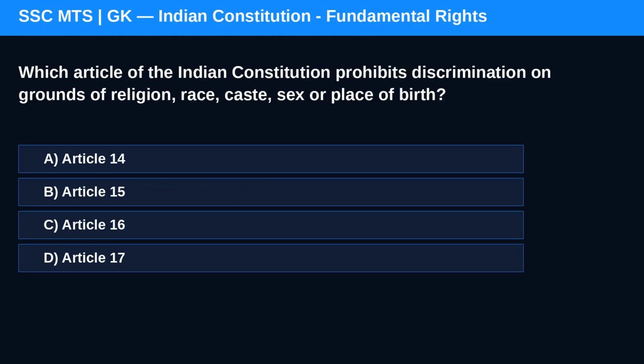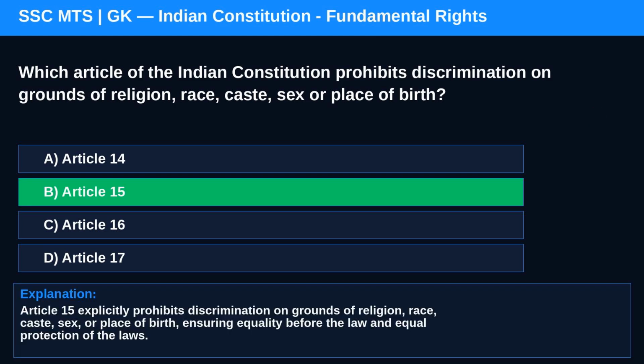Question 4. Which article of the Indian Constitution prohibits discrimination on grounds of religion, race, caste, sex, or place of birth? Option A, Article 14, Option B, Article 15. Correct answer is B. Article 15 explicitly prohibits discrimination on grounds of religion, race, caste, sex, or place of birth, ensuring equality before the law and equal protection of the laws.